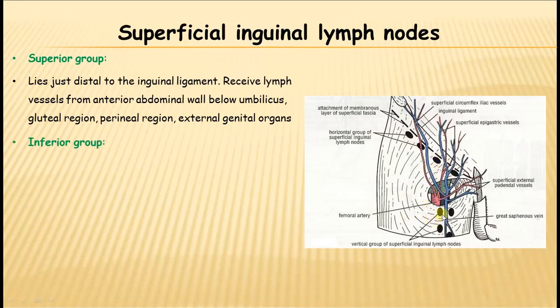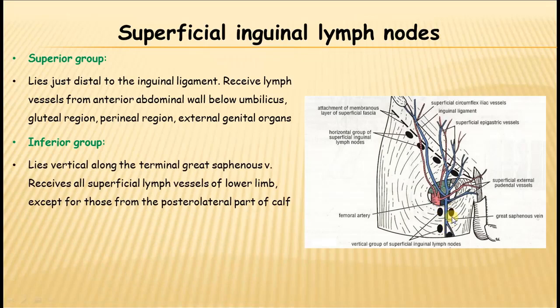When you come to the vertical set, which is present along the termination of the great saphenous vein, they drain the whole of the lower limb, the anterior part and the medial part, except those regions along the small saphenous vein. So, lymphatics over the small saphenous vein drain into the popliteal lymph nodes, whereas the remaining lymphatics drain into the inferior group of the superficial group of inguinal lymph nodes.